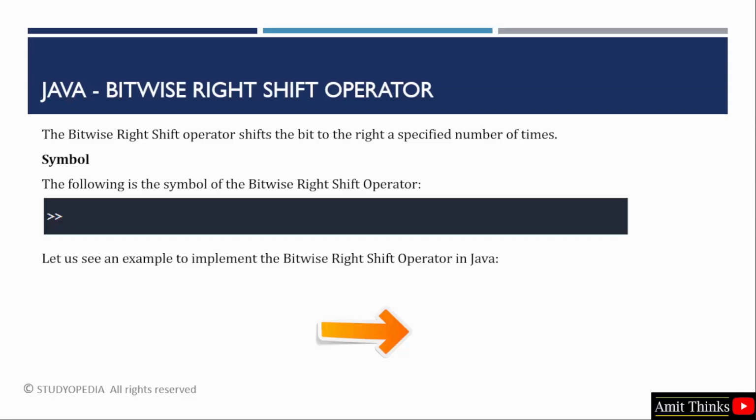Then we have the bitwise right shift operator. It shifts the bits to the right a specified number of times. So here is the symbol. Here I mentioned a specified number of times. You need to mention the same after the operator. Let's say you want to shift twice, so mention 2 after the symbol. When we see the example, things will be more clear.